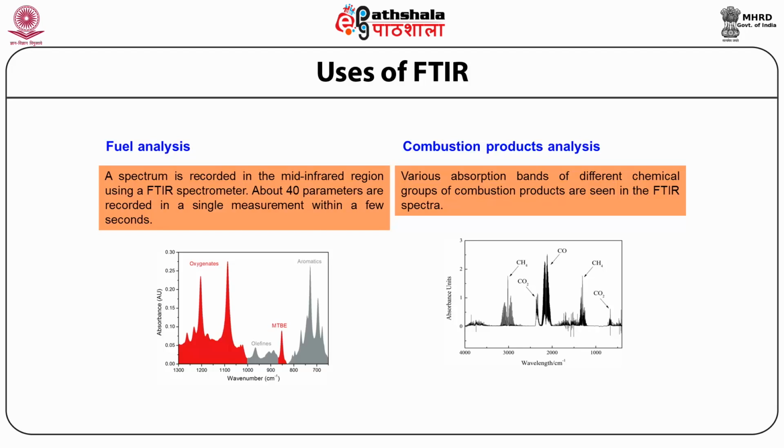Not only this, you can also do combustion product analysis. Various absorption bands of different chemical groups of combustion products are seen in FTIR. You can see here that the combustion product of methane gives a peak around 3000 wave number, but the combustion peak of carbon monoxide and carbon dioxide is around 2000, and again the carbon dioxide has a very low frequency. So by this you can identify the combustion products as well by using FTIR.